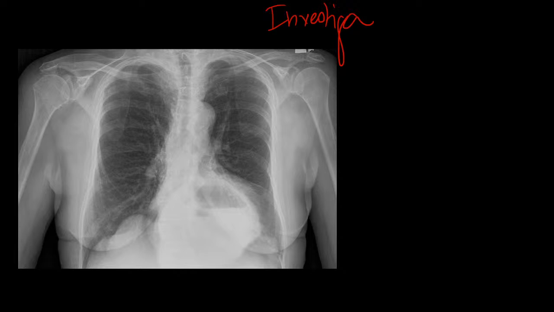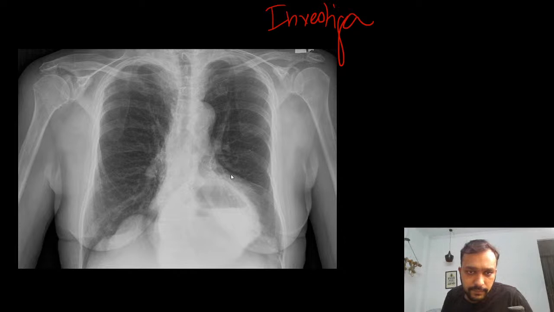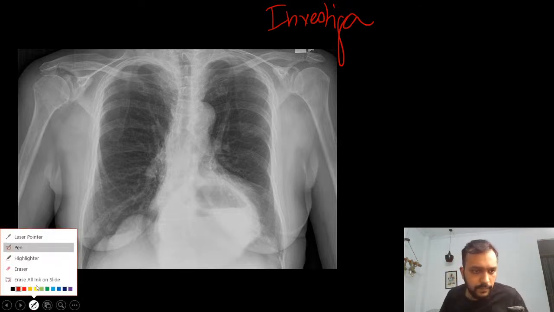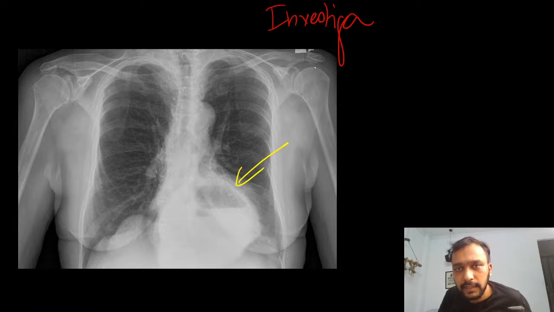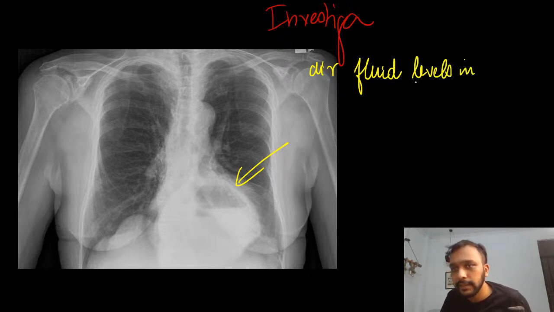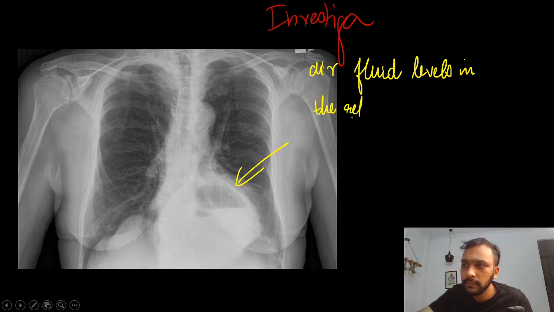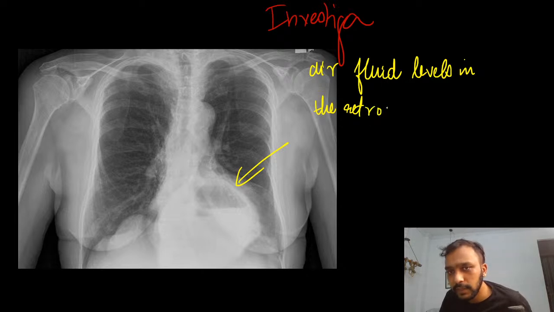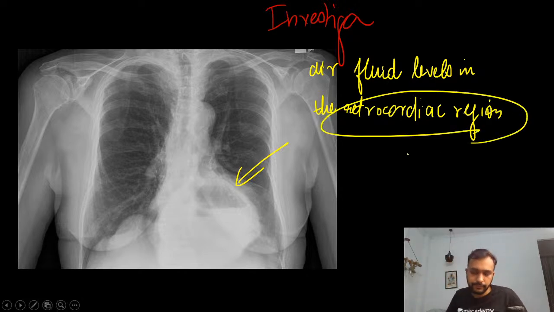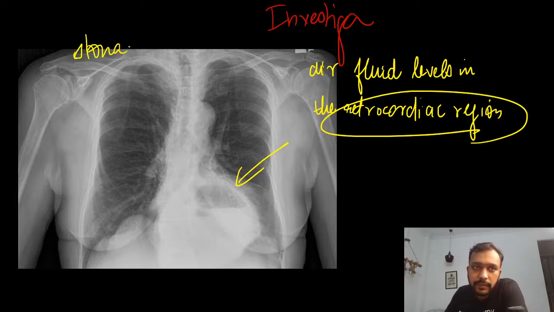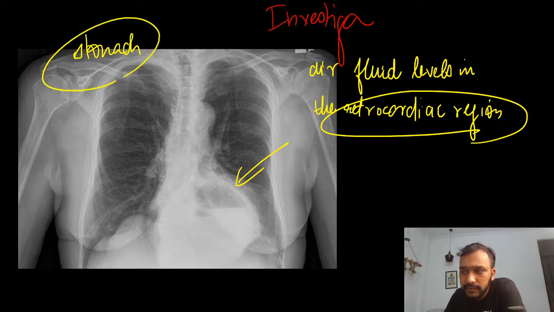Okay, so guys, in this image we can see that there are some air fluid levels in the retrocardiac region, right? Air fluid levels in the retrocardiac region. Okay. So guys, these air fluid levels are due to the stomach being pulled up into the mediastinum. So what was happening? The stomach was pulled up in the mediastinum and it was having air fluid levels.